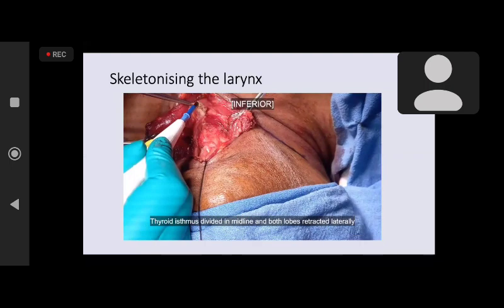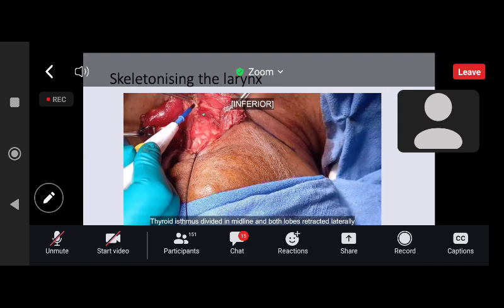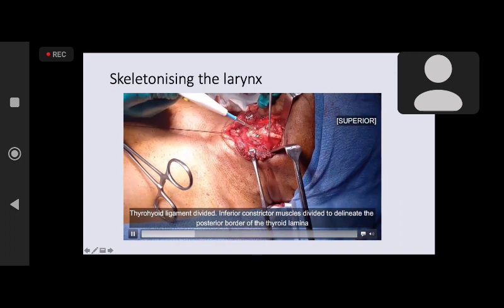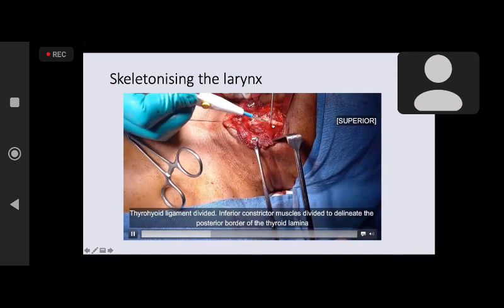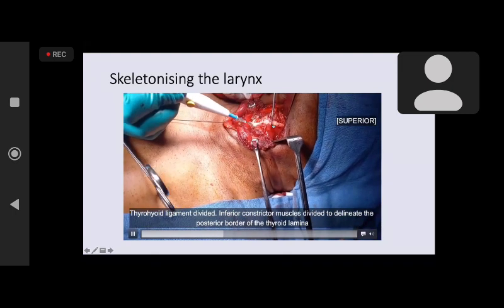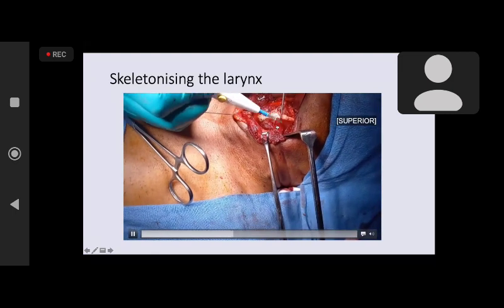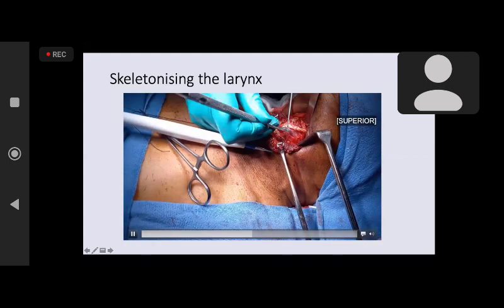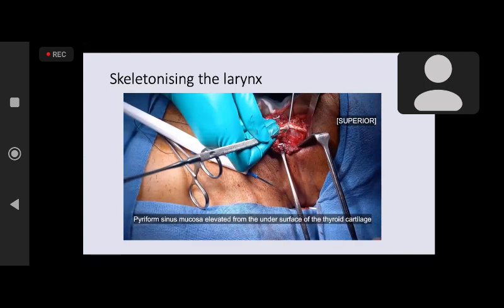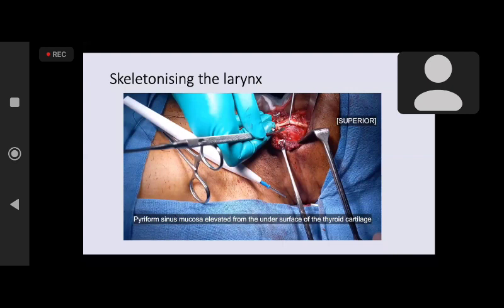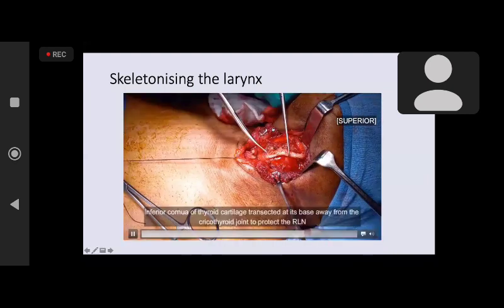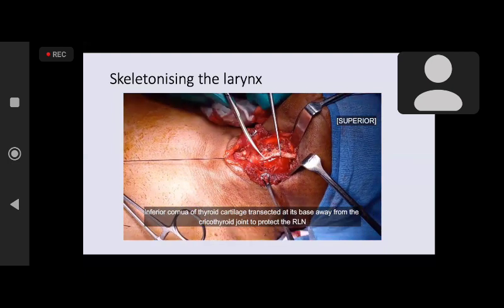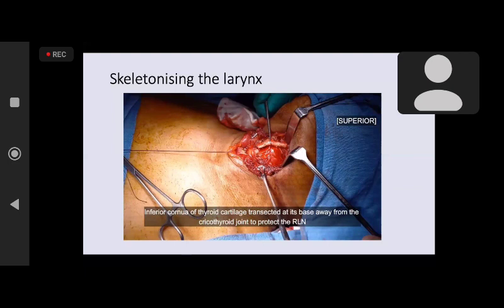So first we have divided the thyroid isthmus. And like we do for the total laryngectomy, the inferior constrictor has been released, the periosteal incision has been made, and the PFS mucosa is retracted medially. So that is the elevation of the PFS mucosa. The inferior cornu can be cut here so that we can protect the recurrent laryngeal nerve. That is important because we need the arytenoid to be functional. The phonation is going to occur by the arytenoid mucosa now.